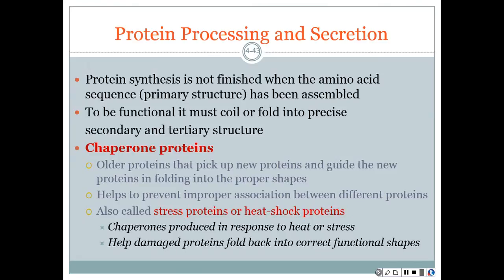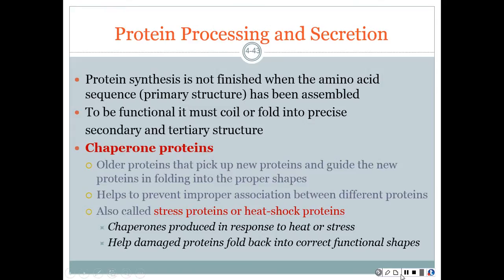Alright, so we have these things called chaperone proteins. These chaperone proteins guide a new protein strand into its proper configuration. Now, some of these are called stress proteins or heat shock proteins because they are produced under those particular conditions.